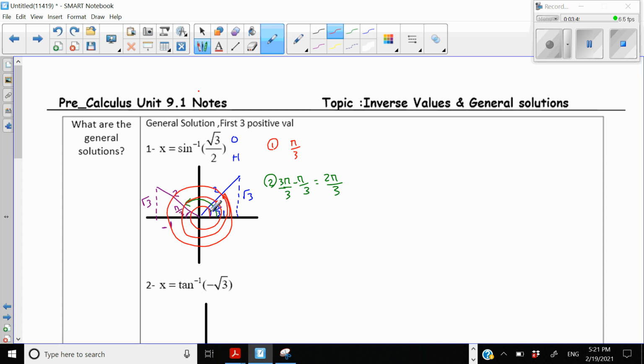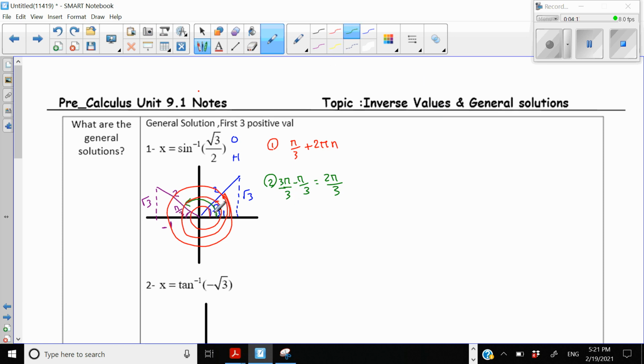How? The easiest way is to add 2 pi as many times as we want to our angle that we found here. So the general solution is pi over 3 plus 2 pi times n. This n is the number of the times that we're making this circle. Could be 1, 2, 3, 0, or any other number. Okay?